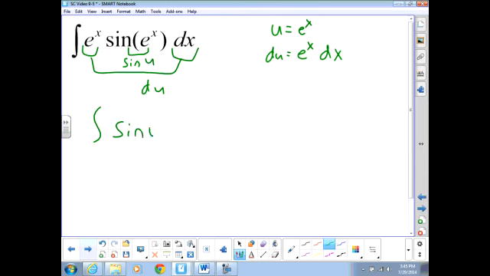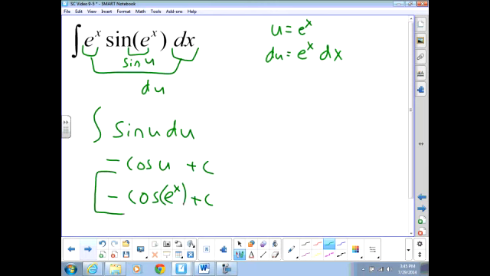So we'll just have sine u du. Antiderivative of sine u is just a negative cos. So we'll have negative cos u plus c. And we just have to replace our u with what we had, which was e to the x plus c. So we have negative cos of e to the x plus c.